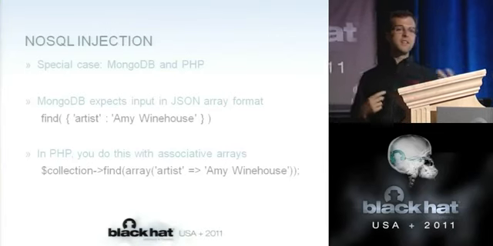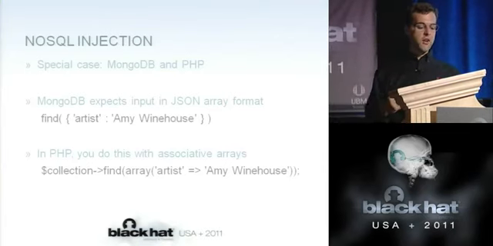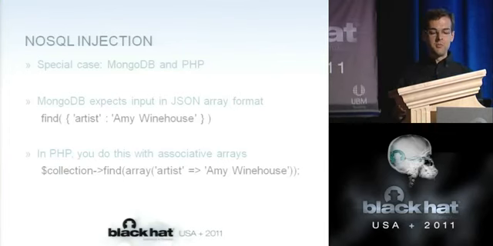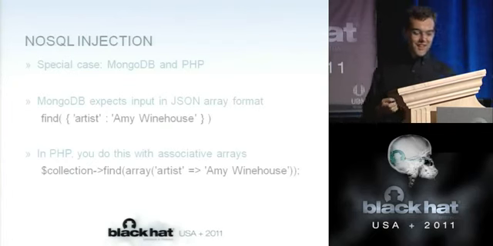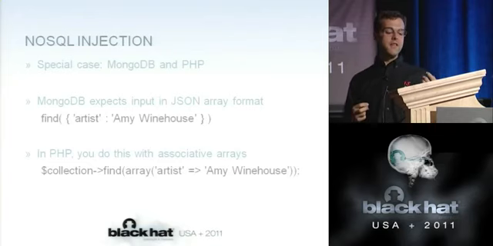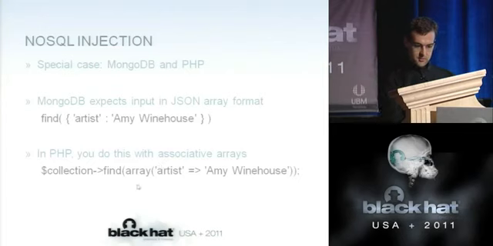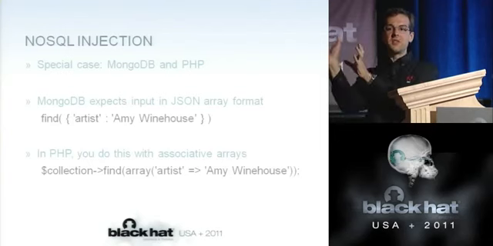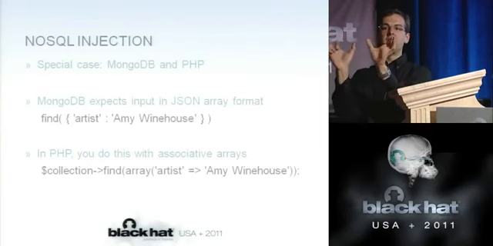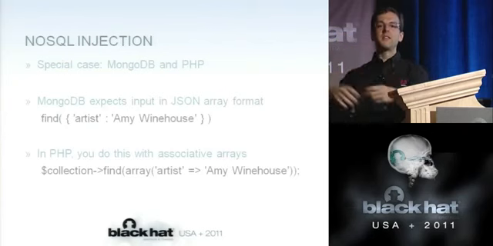So MongoDB expects its input in a JSON array format. So if I've got a music database and I want to find all the albums where the artist is Amy Winehouse, I would say find artist Amy Winehouse. Sorry, was that too soon? Sorry. And the way you do it in PHP is you make an associative array. So you use the array method, you instantiate a new array, and you say the key of this array is artist, and the value is Amy Winehouse. And it creates this associative array that gets passed to the database and executed.